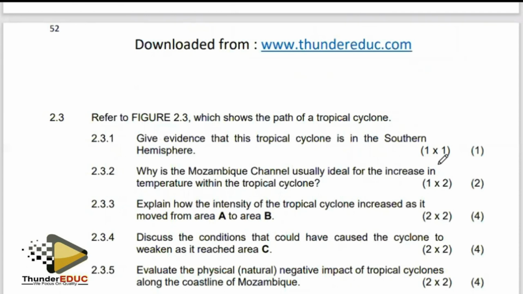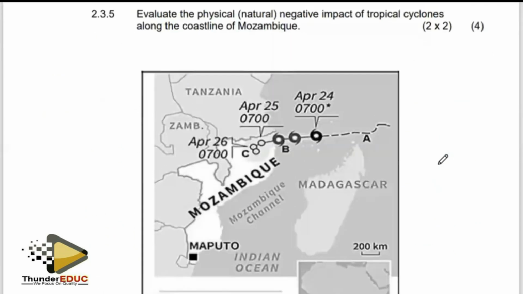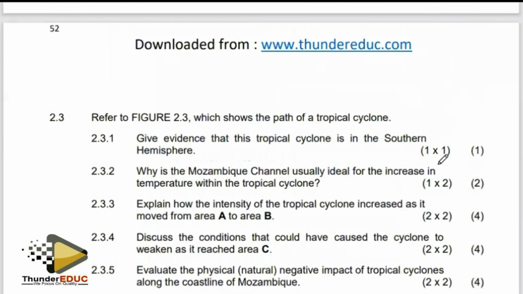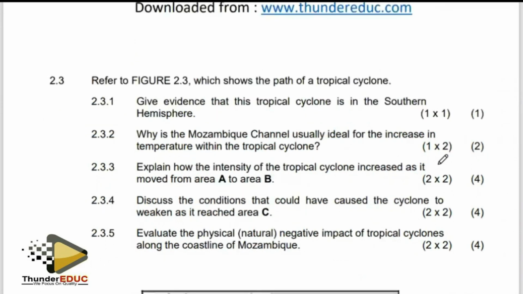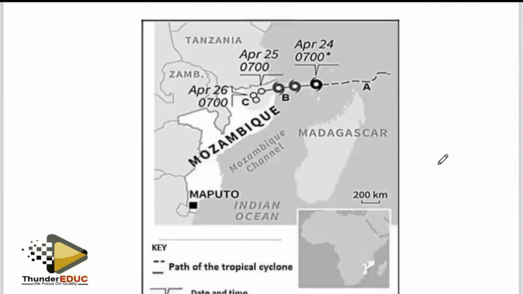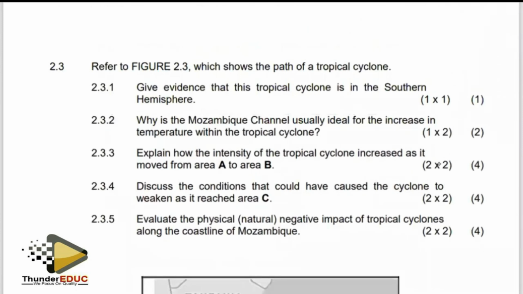2.3, the figure shows the path of a tropical cyclone. So they're saying give evidence that this tropical cyclone is in the southern hemisphere. How do we tell it is in the southern hemisphere? Firstly, can we indicate the clockwise rotation, the clockwise symbol.